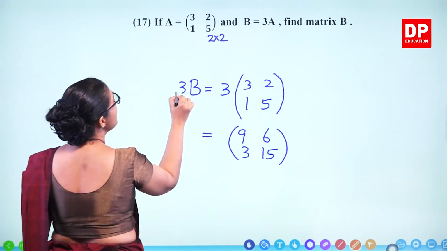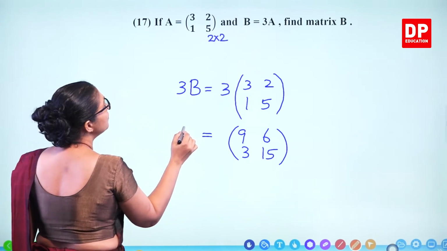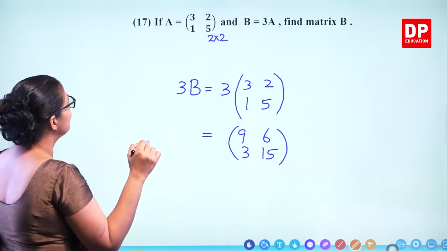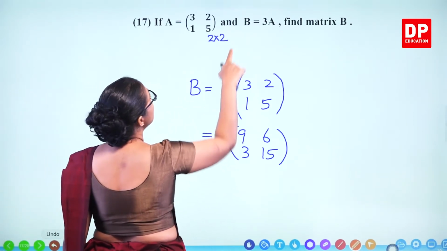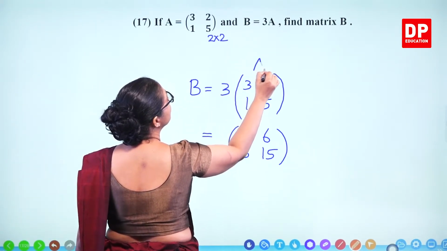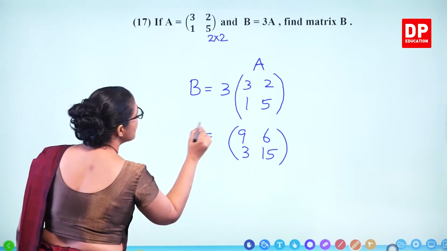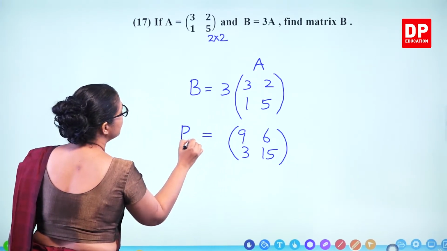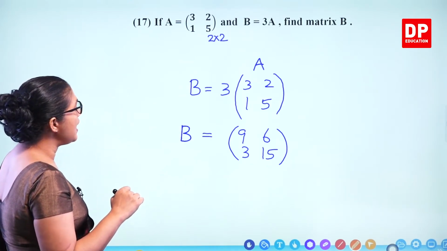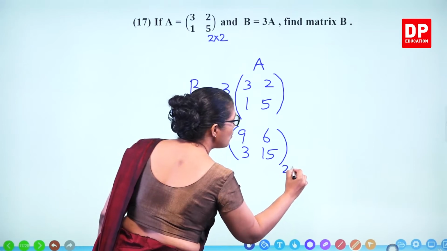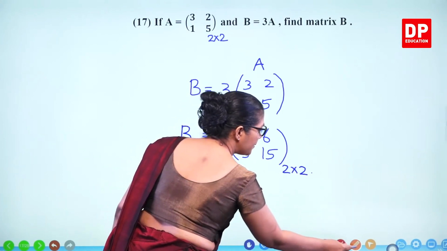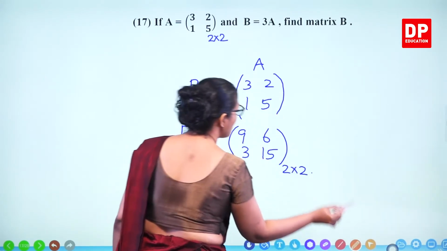So that's 3A. So this is B equals 3A. So this is A. That's B. So they are asking matrix B: 9, 6, 3, 15. This is also a 2 by 2 matrix, same order. So 2 marks for that.